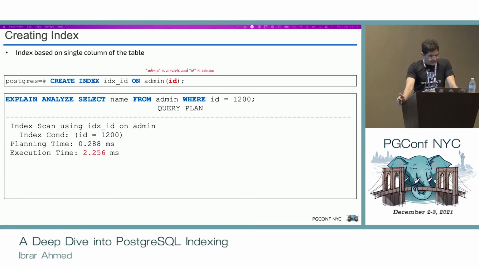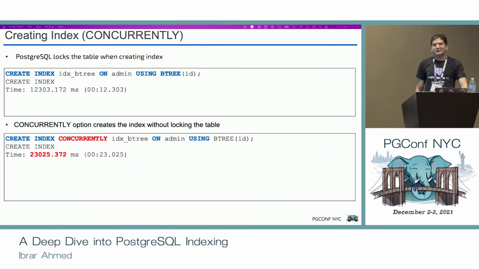Its syntax is always the same: create index, the name of the index, on the table and the column name. So we are creating an index on a table for one column. To check whether the index is being used, just run explain on the query and you can see whether the index is used or not. It's a simple thing.